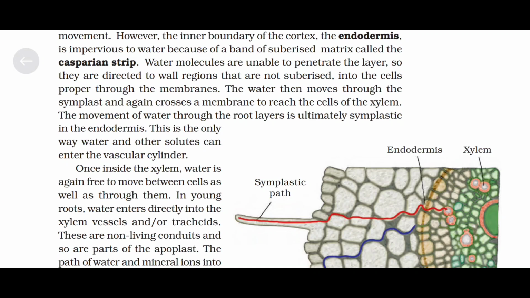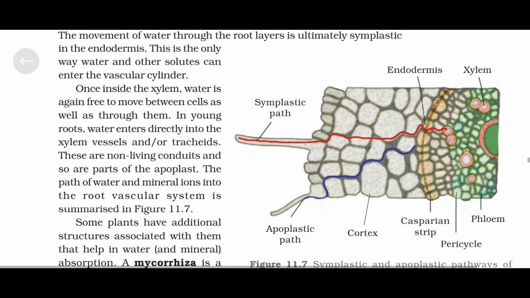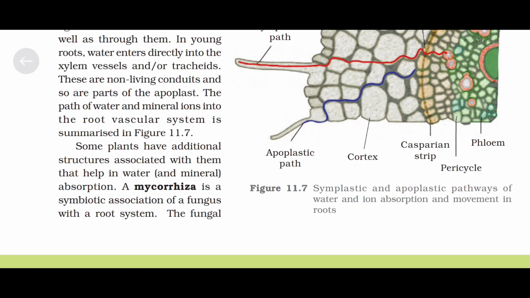Once inside the xylem, water is again free to move between cells as well as through them. In young root, water enters directly into the xylem vessels and or tracheids. These are non-living conduits and so are part of the apoplast. The path of water and mineral ions into the root vascular system is summarized in figure 11.7.